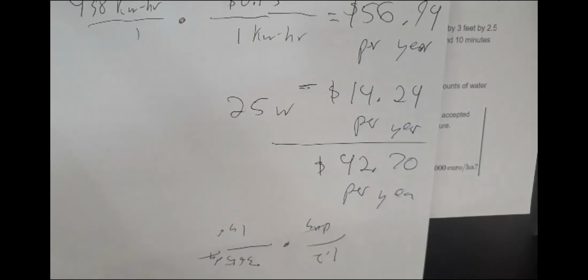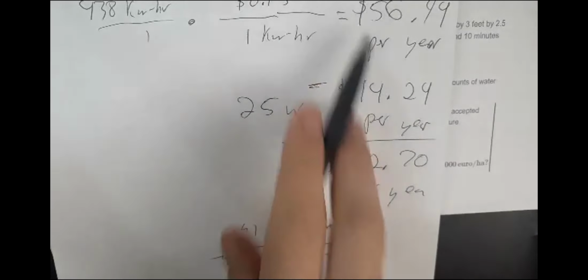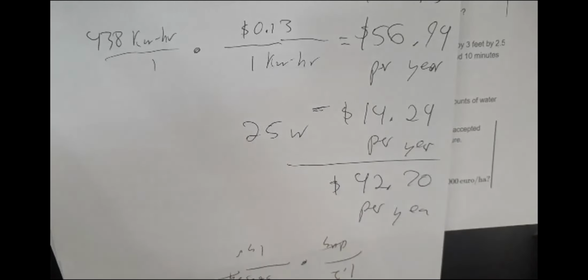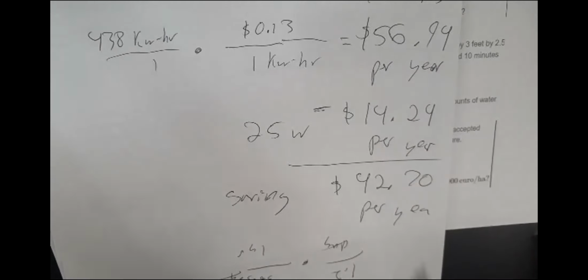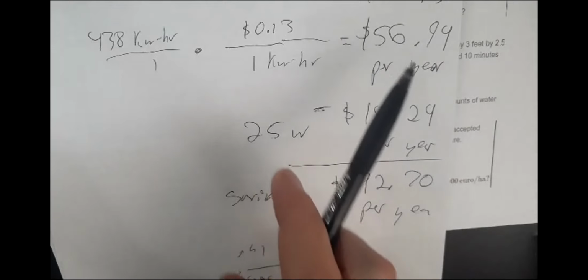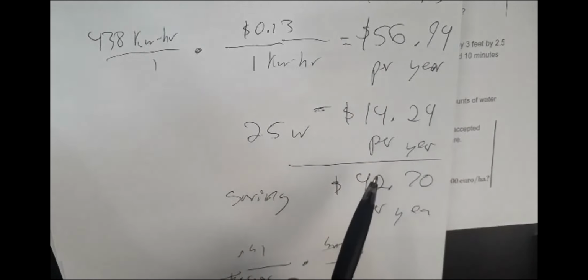So Professor, you subtracted the 14.28 from 42.70? I mean, from the 25. So we subtract this one from this one to get the savings, right? This is the savings, how much you would save. So this is how much the 100-watt bulb would cost. This is how much the 25-watt bulb would cost. If we want to know how much we would save, it's the difference between the two.